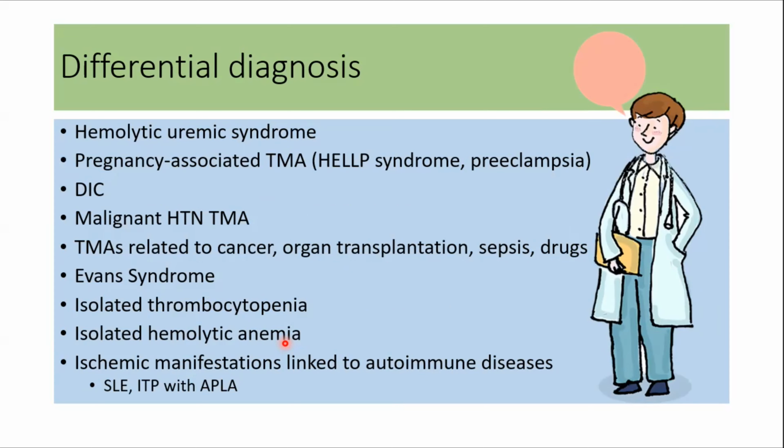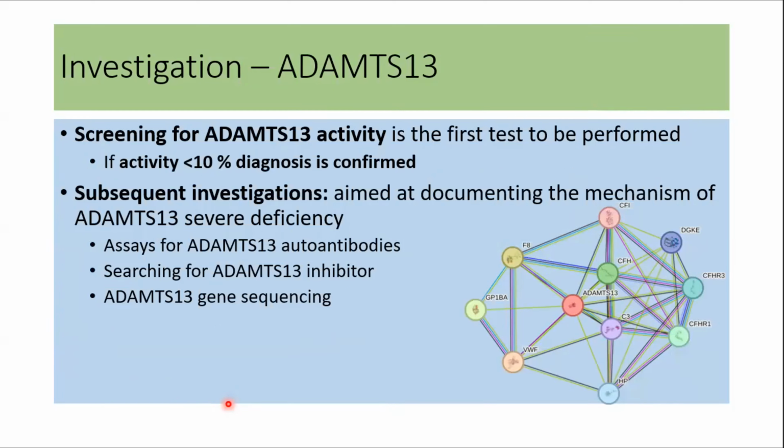Differential diagnosis is broad. We need to consider all other thrombotic microangiopathies as a possible differential diagnosis. So hemolytic uremic syndrome, pregnancy-associated thrombotic microangiopathies like HELLP syndrome, preeclampsia, DIC, and malignant hypertension are the important differentials. Similarly, TMAs related to cancer, organ transplantation, sepsis, and drugs should be ruled out. Similarly, Evans syndrome, isolated thrombocytopenia, isolated hemolytic anemia, and ischemic manifestations linked to autoimmune diseases like SLE, ITP with APLAS should be considered. So the screening for ADAMTS13 activity is the first test to be performed. And if the activity is less than 10%, the diagnosis of TTP is confirmed.